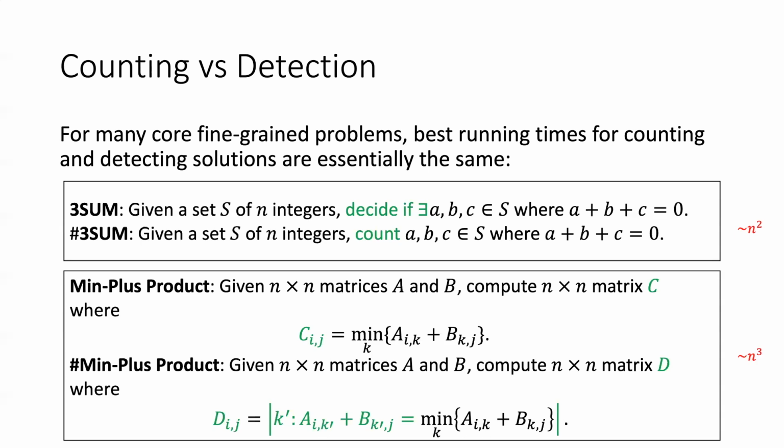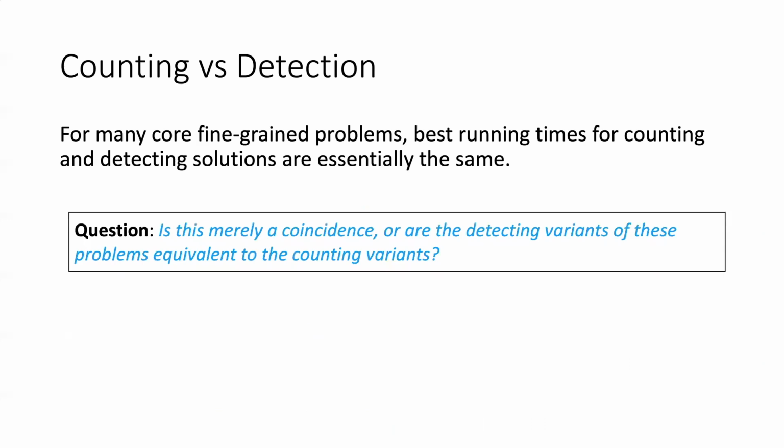The min-plus product problem we mentioned earlier also has a natural counting variant. Here, we are given two n-by-n matrices A and B, and we need to compute an n-by-n matrix D, where Dij equals the number of k prime such that Aik prime plus Bk prime j achieves the minimum. For both min-plus product and counting min-plus product, the current best running times are essentially n cubed. So, a natural question is whether the counting versions and detection versions of these problems are equivalent.